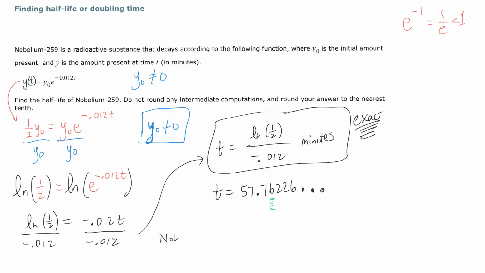The nobelium-259 has a half-life of about 57.8 minutes.